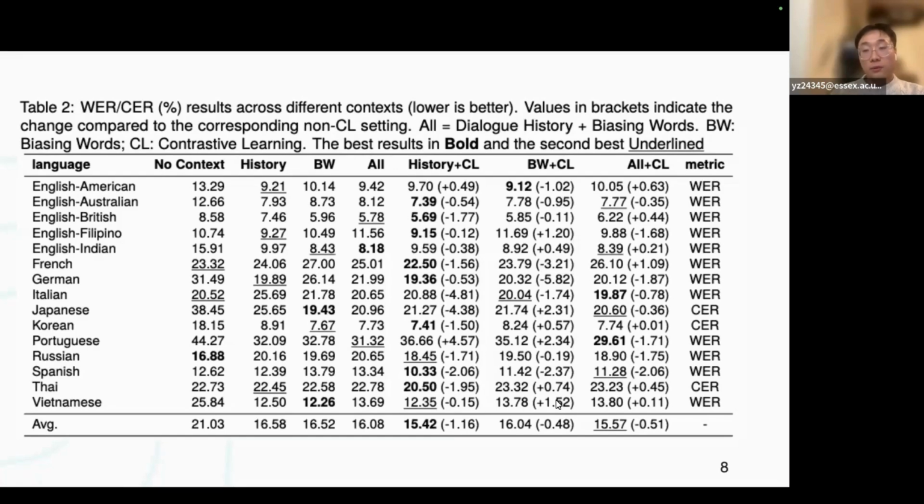The possible explanation is that in the biasing words, we deliberately add some distractor terms, and when we use contrastive learning, the model will force the embedding of the speech and the context to get closer, but the context will contain a distractor term, which is a noisy embedding. So this might be the reason that history alone with contrastive learning gives us the best results.